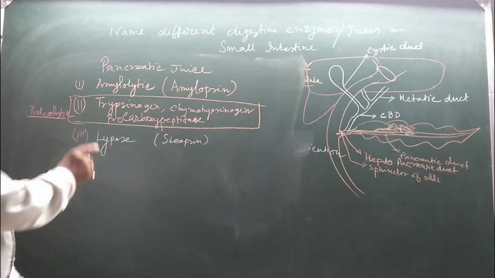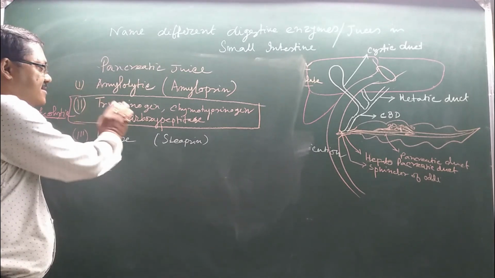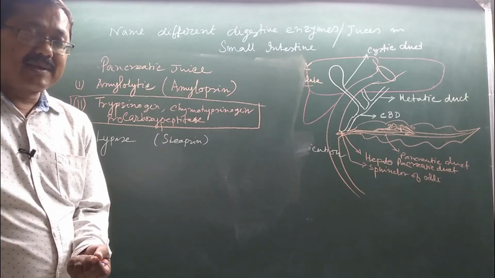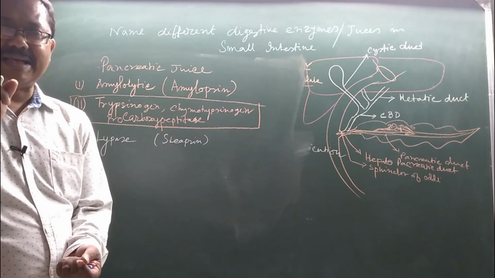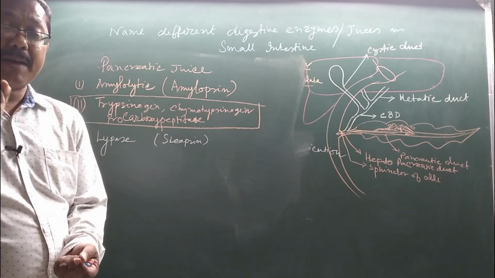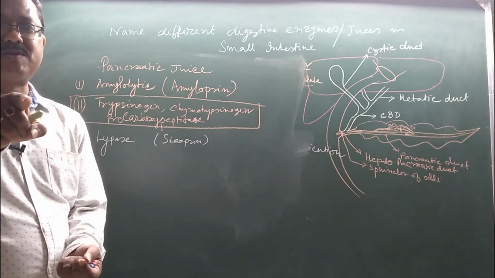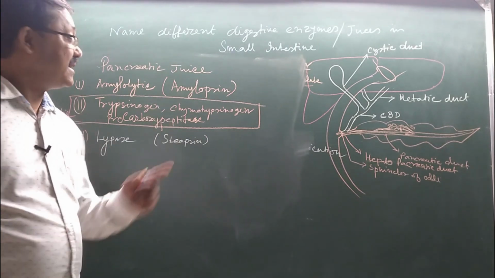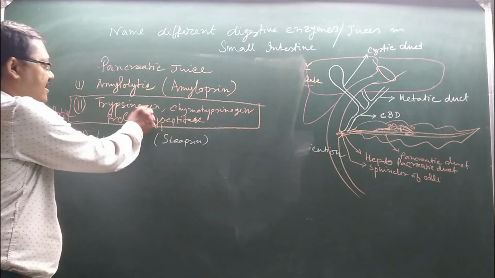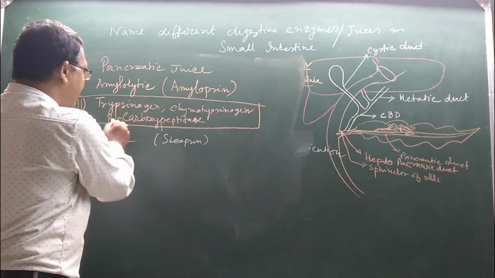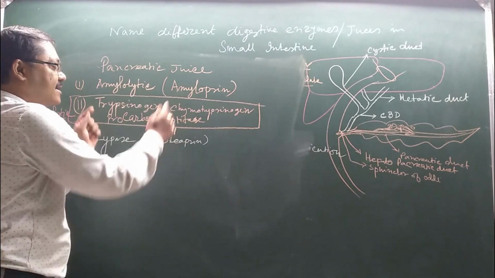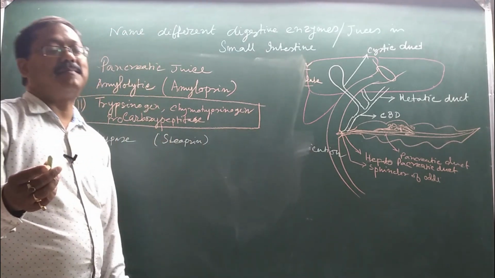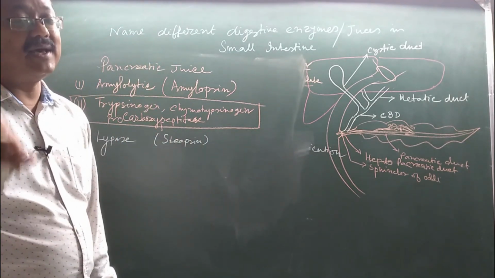What is the main question? The same way as when we consider the gastric juice. In the gastric juice, the proenzyme is called pepsinogen. This pepsinogen is activated by the action of HCl. But here, trypsinogen is also an inactive form. Chymotrypsinogen and procarboxypeptidase are both inactive forms. But they are activated by another enzyme secreted by the inner lining of the intestine.